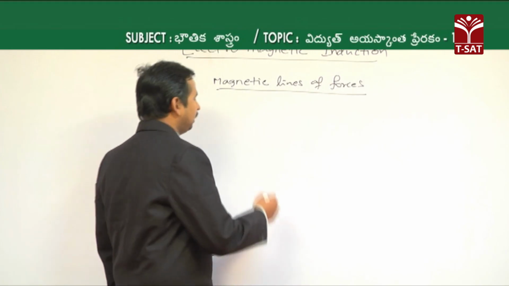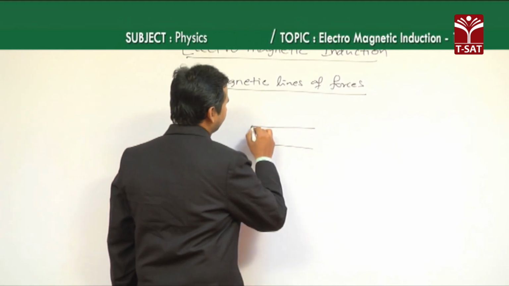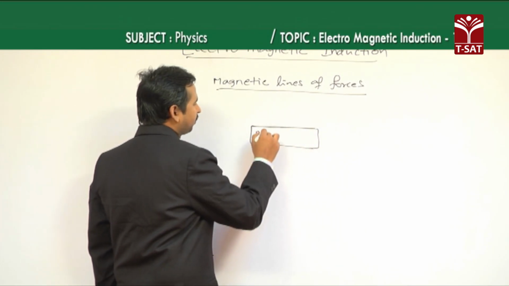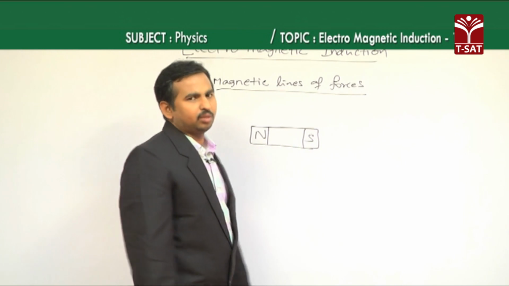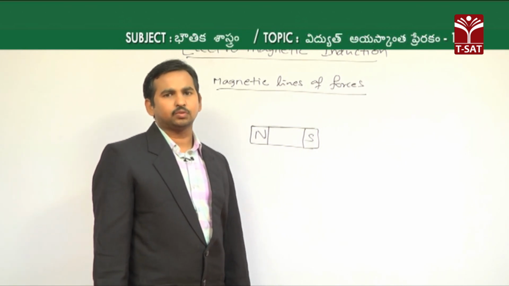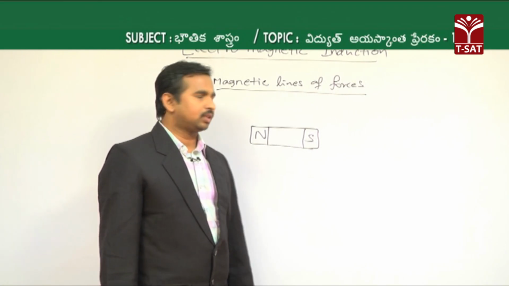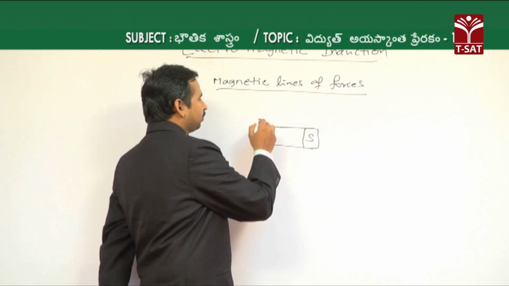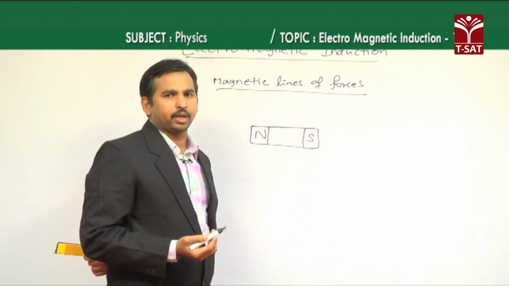For example, let us assume this is a bar magnet having a north pole and a south pole. What do we mean by these magnetic lines of forces? That is nothing but the path followed by a unit north pole. We can find these magnetic lines of forces by using a magnetic compass also.